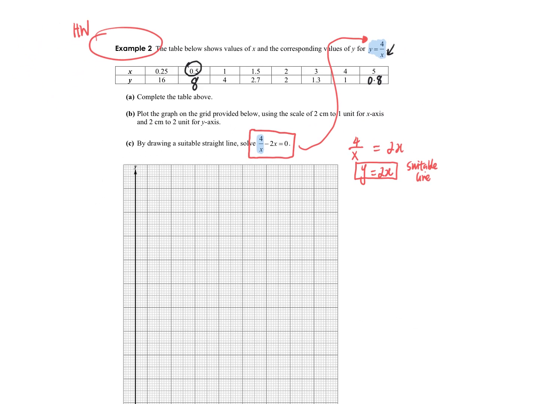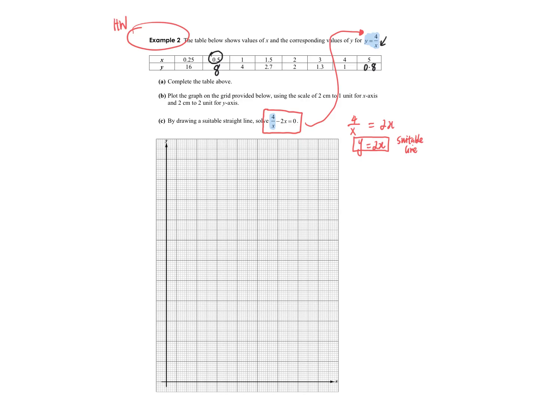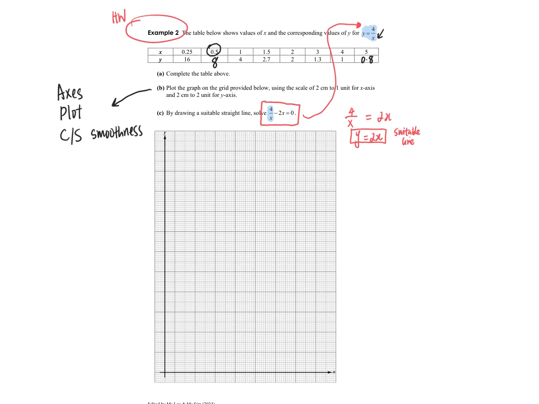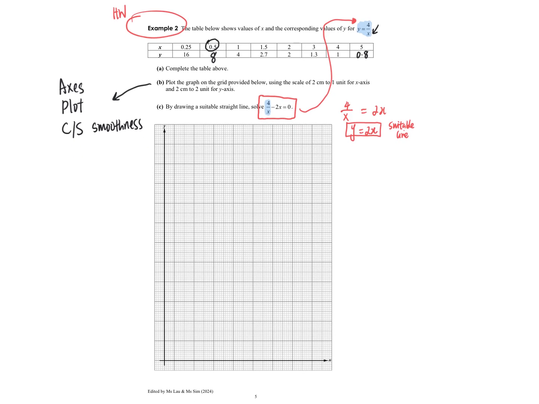Then next, they will ask you to plot. So plot, I mentioned before, they give 3 marks for it. A for the axis, P for the plot, and C or S for the smoothness of the curve. But sometimes if they already gave you the scale, then at most they will award 2 marks for you only. That means if they already wrote all the markings for you, then they won't give you a mark for this.